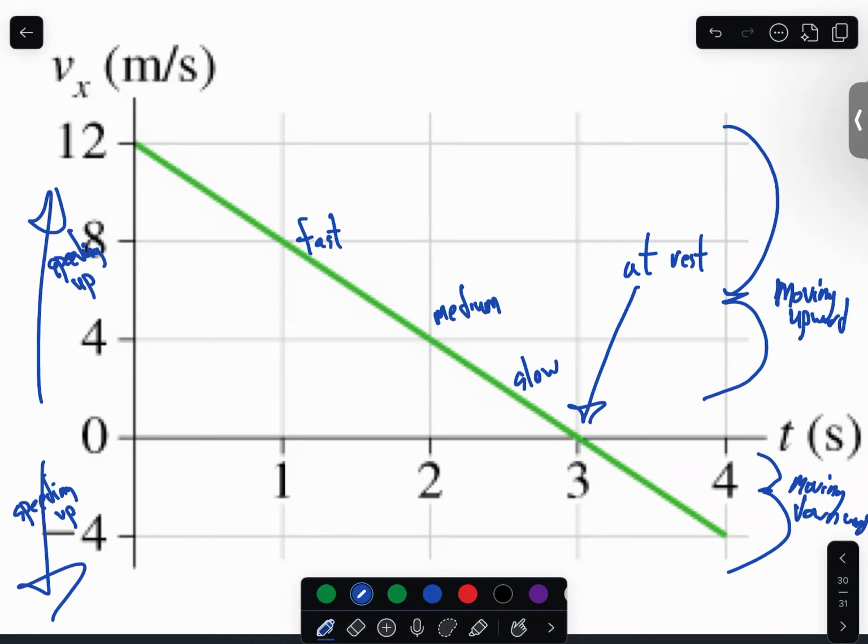One more vocab word, besides fast, slow, speeding up, slowing down. This is not just a point where I'm at rest. I was moving upward. I'm about to start moving downward. Anyone know how you describe that to a 5-year-old? You were moving in one direction, you're about to start moving in a different direction. Turning point, turning around, exactly. 100%, very good. So I could describe this as at an instant at rest, but not just that, also turning around.